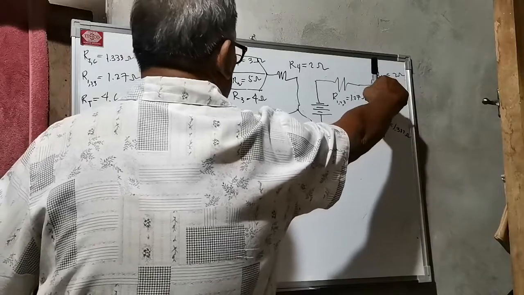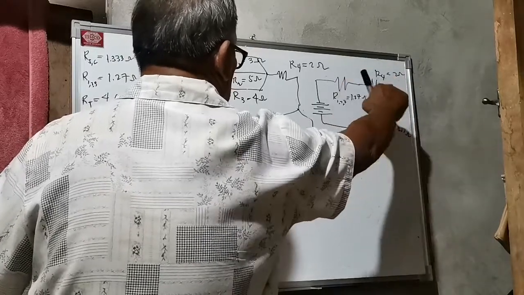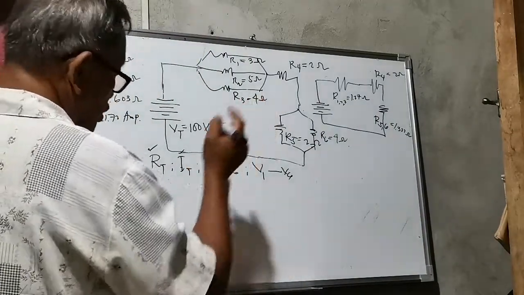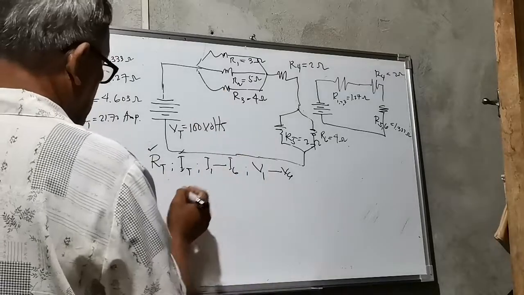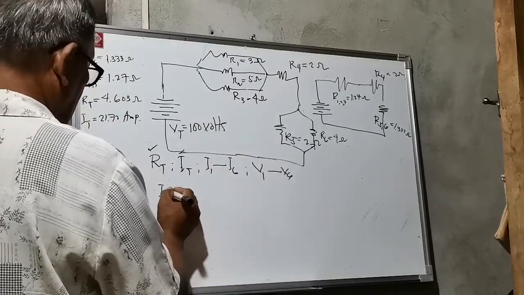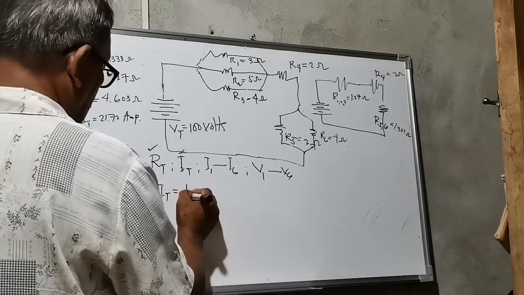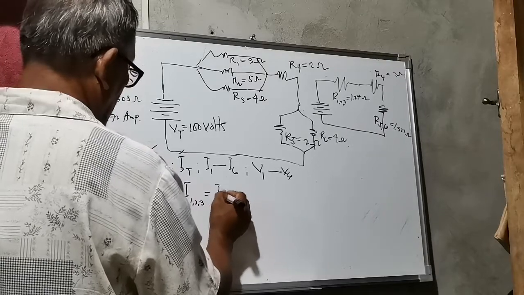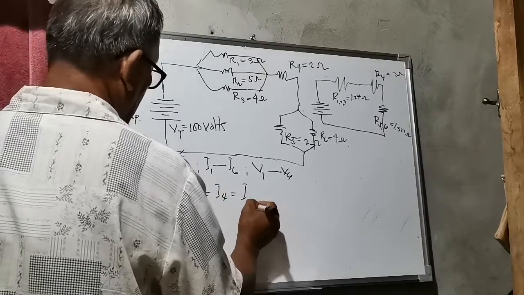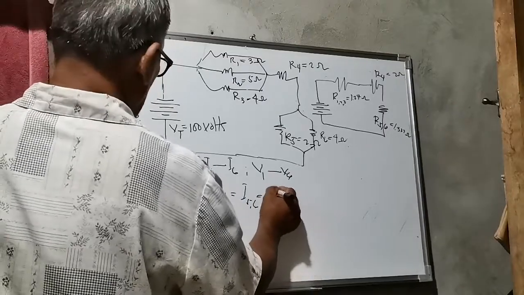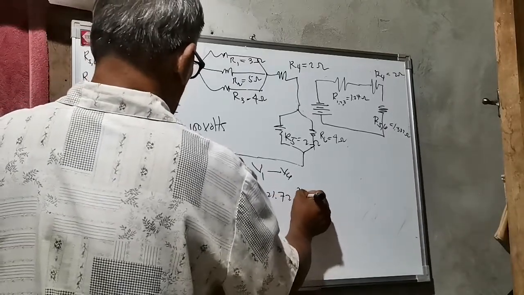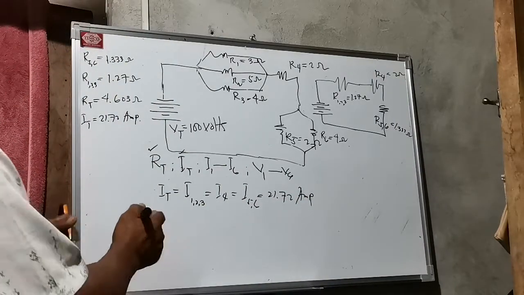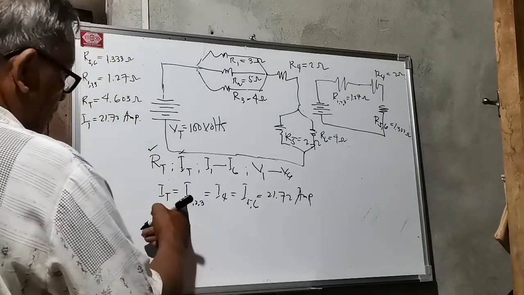R123 is connected with R4 and R56 in series connections, one direction. Meaning, we are now going to use the conditions of currents in a series connection, which is the I total here will be the same as I123 equals I4 equals I56, which is 21.72 amperes. Okay, now we are going to solve for V123, since we have the I123.